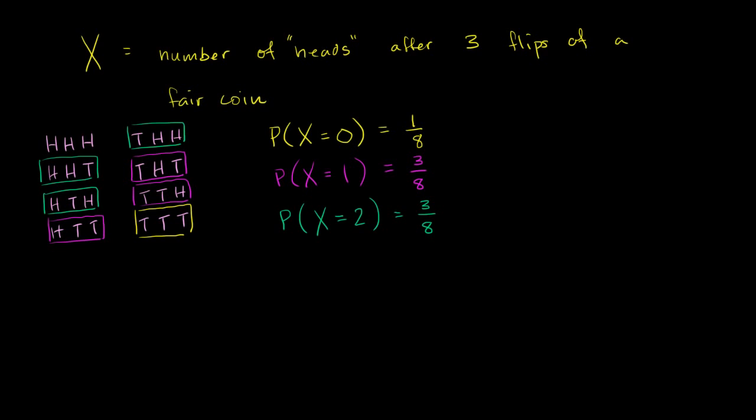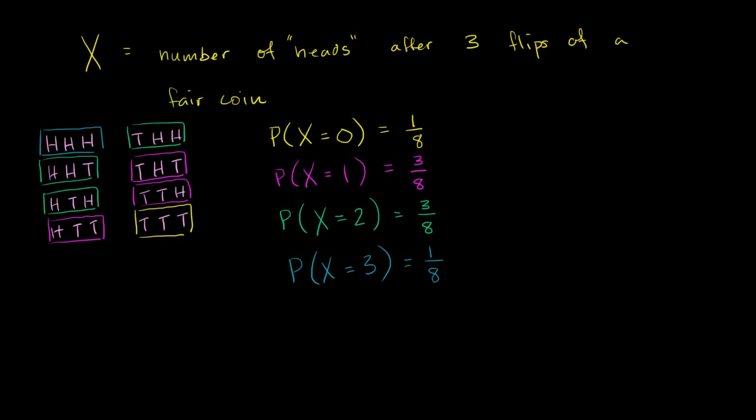And then finally, what is the probability that our random variable X is equal to 3? Well, we would have to get 3 heads when we flip the coin. So there's only 1 out of the 8 equally likely outcomes that meets that constraint. So it's a 1/8 probability.